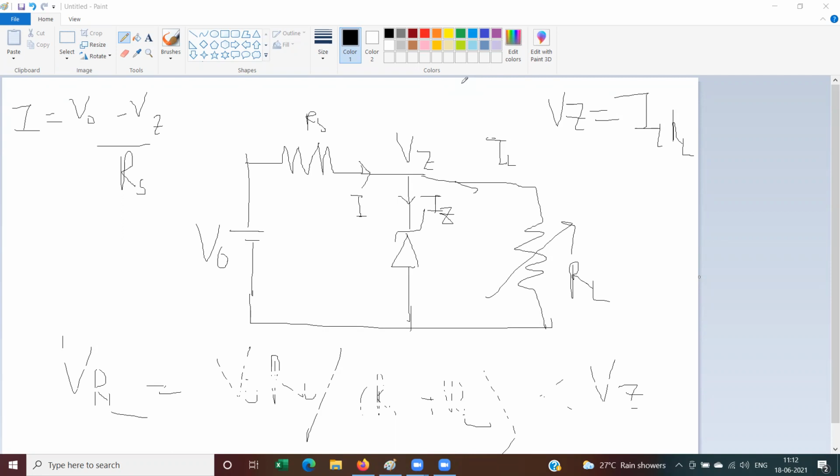However, by KCL, IL plus IZ is fixed. We just saw that here. IL plus IZ is fixed. So if IL goes down, IZ has to come up to make the sum constant. Now the problem is if IZ goes too high, then the Zener diode will get overheated and will get destroyed, burnt out. So if we make the RL too large, the Zener diode may get burnt out.